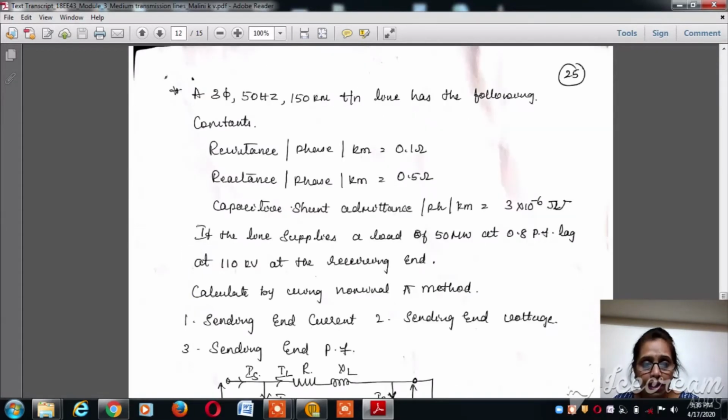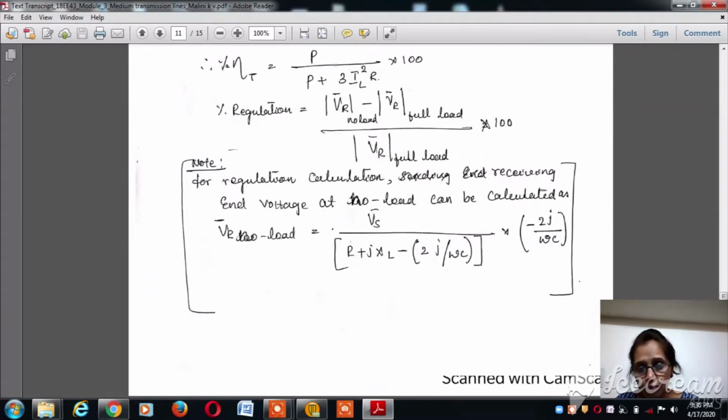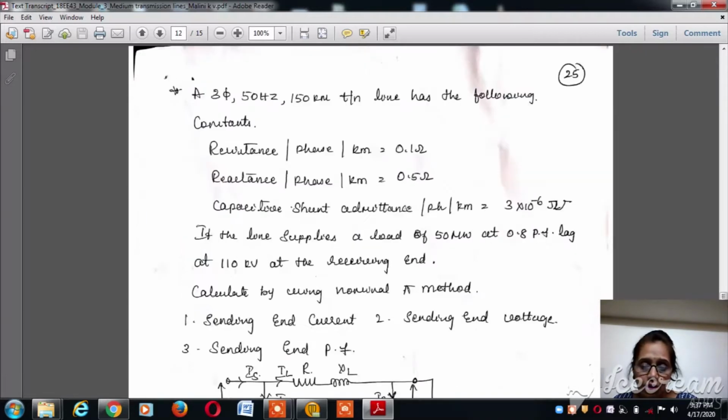It can also be calculated with the help of the sending end voltage. VR at no load can be expressed in terms of Vs and the line impedance, that is Vs divided by R plus jXL minus 2j divided by omega C, multiplied by minus 2j divided by omega C. So here we can see that the VR at no load, the receiving end voltage, is expressed in terms of the sending end voltage.